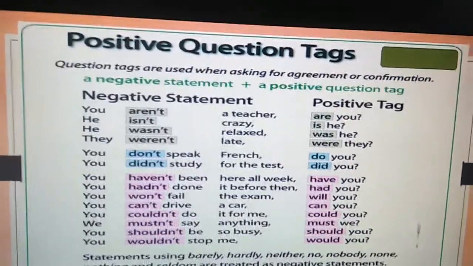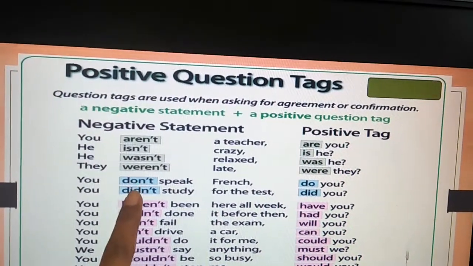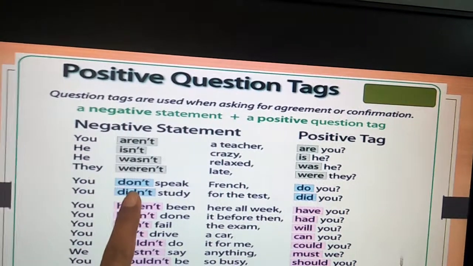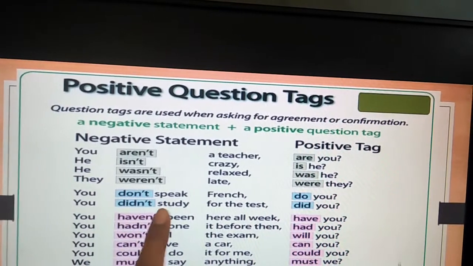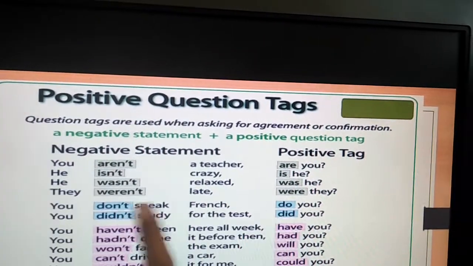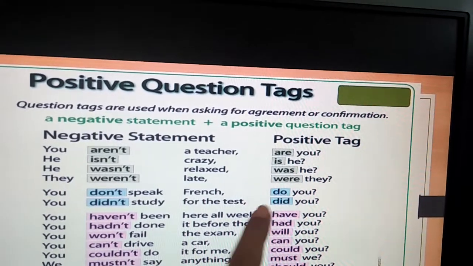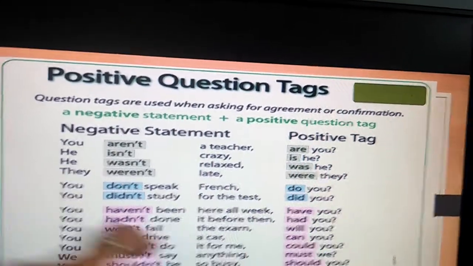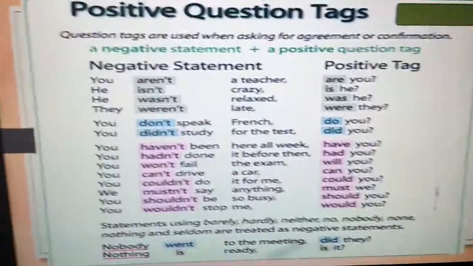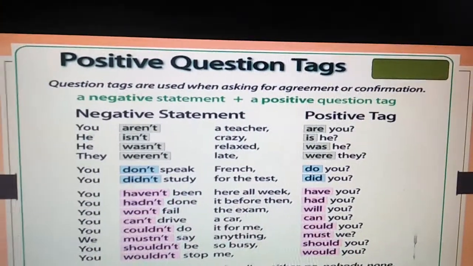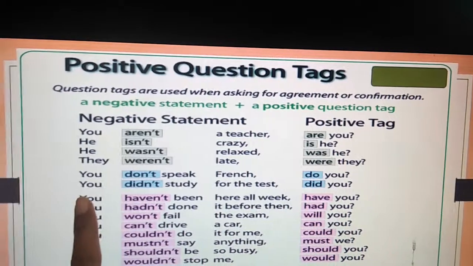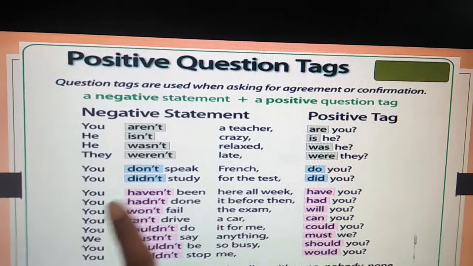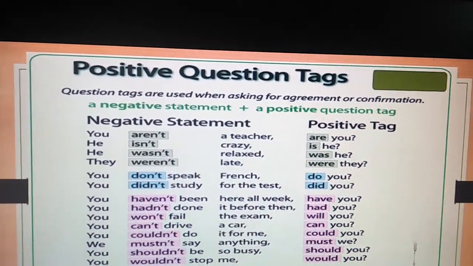Now, if we see the below statements, these are the negative but without the helping verbs, but we have used do and did. You don't speak French, do you? So, the same verb will be transformed into the question tag. You didn't study for the test, did you? This you might have asked so many times to your friend when there is a test. Next examples. You haven't been here all week, have you? You hadn't done it before then, had you?